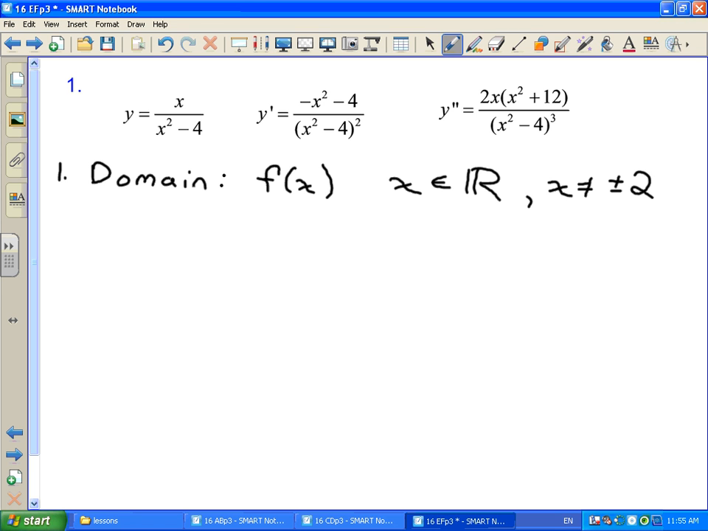Now, don't worry too much about the restrictions. If you don't get the restrictions at the very beginning, usually they pop up later in the question. You find them, and you can go back and add them in.